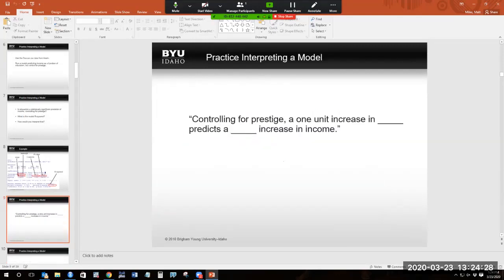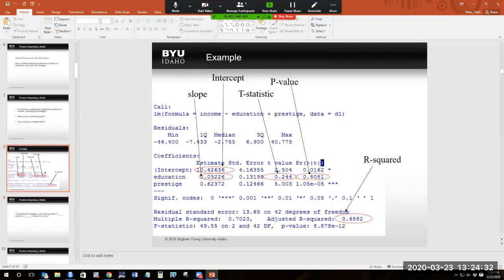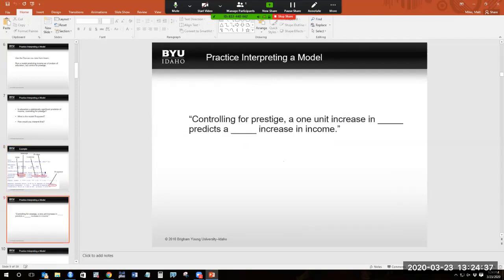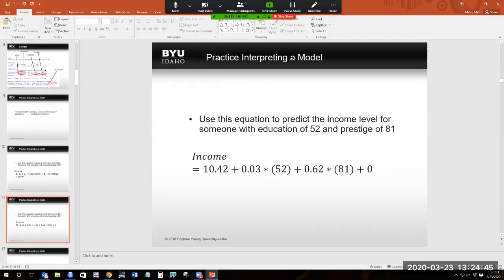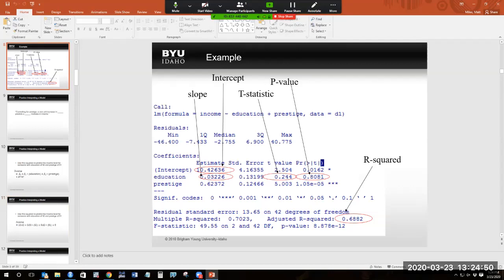So controlling for prestige, a 1 unit increase in education predicts a 0.03 increase in income. That's basically a flat line. It's not statistically different from 0, the slope of that line. So we could predict that, right? If I put in these values from here, so 10.42 plus 0.03 times some value of the independent variable plus 0.62 times some value of that independent variable gives me my prediction.